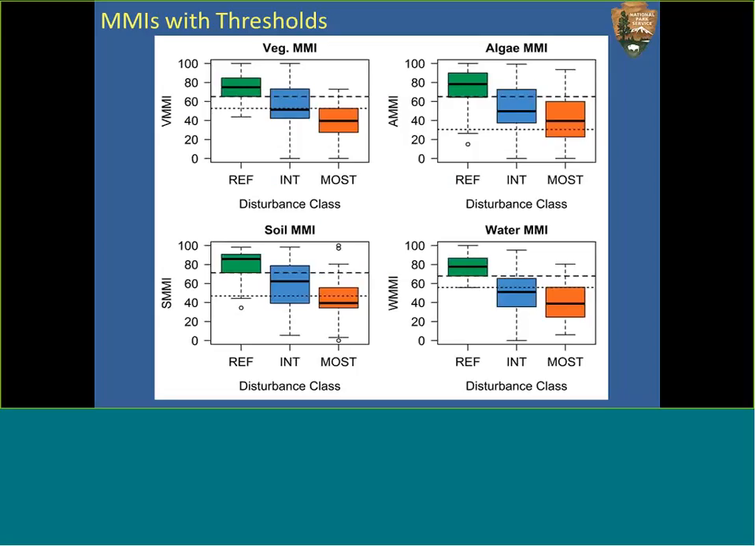Okay, so here are all the MMIs with ratings. You see good separation between the reference and most disturbed groups for the vegetation MMI, the soil MMI, and the water MMI. The algae one is okay. There's also a nice range in the intermediate category, which suggests, and we know, that there are high quality wetlands in the probability sites as well.